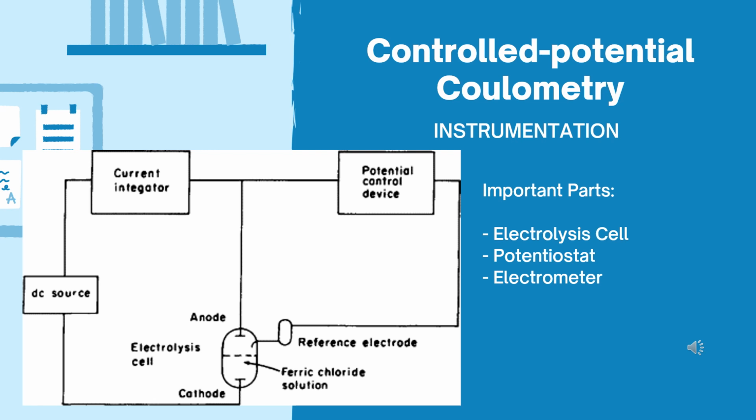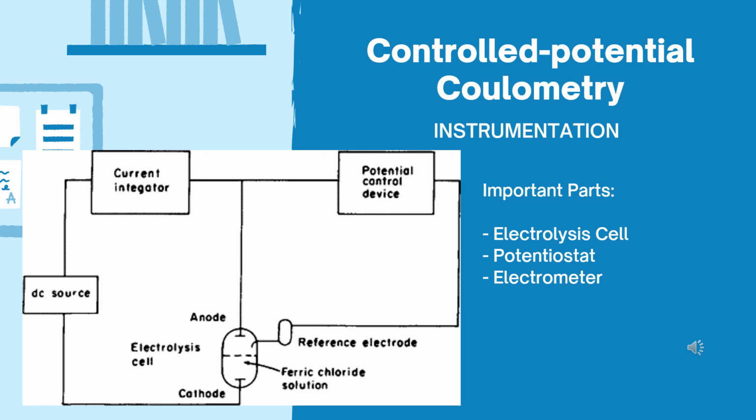Next is a counter electrode, which completes the electrical circuit of the cell, and it is often made of conductive metals like platinum or graphite. A reference electrode maintains a constant potential against which the potential is measured, and a common reference electrode is the saturated calomel electrode or the silver/silver chloride electrode.